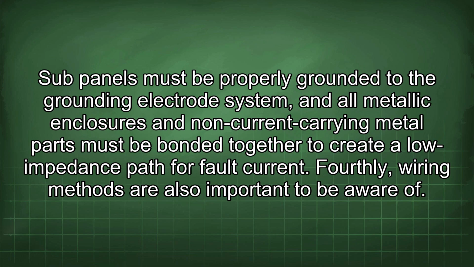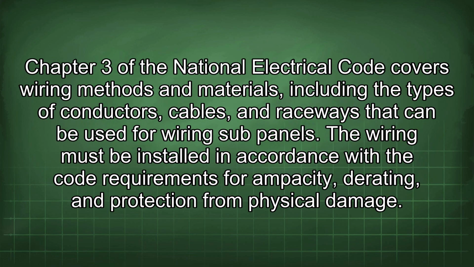Fourthly, wiring methods are also important to be aware of. Chapter 3 of the National Electrical Code covers wiring methods and materials, including the types of conductors, cables, and raceways that can be used for wiring subpanels. The wiring must be installed in accordance with the code requirements for ampacity, derating, and protection from physical damage.